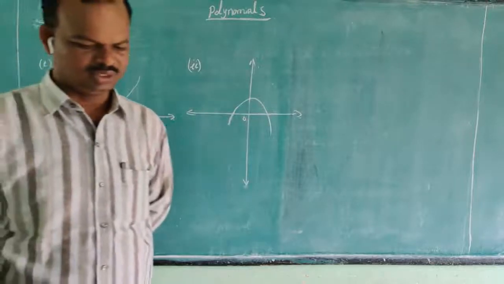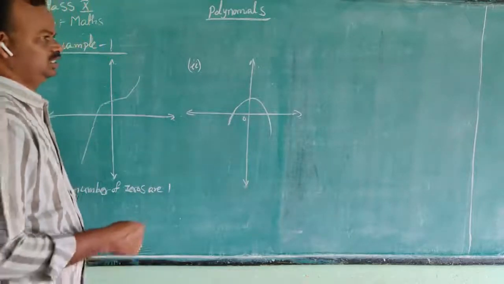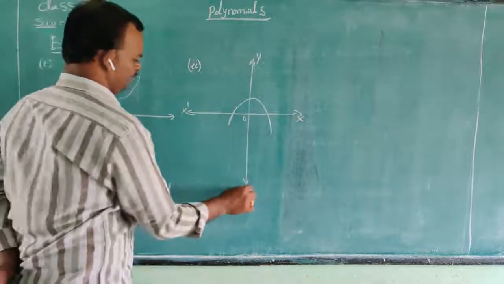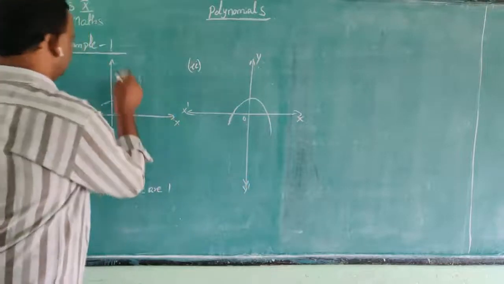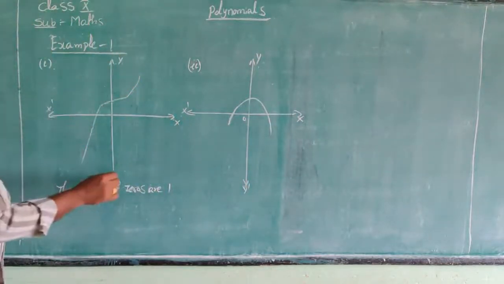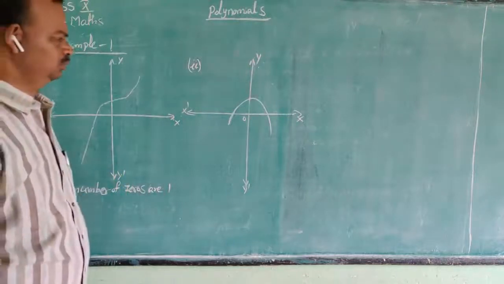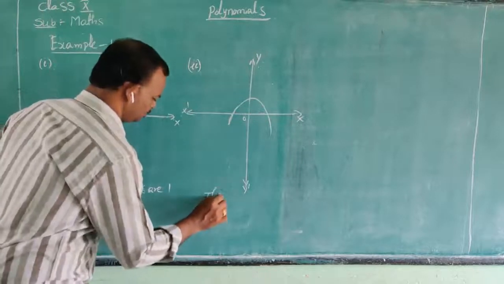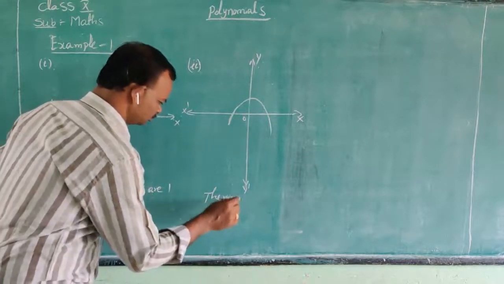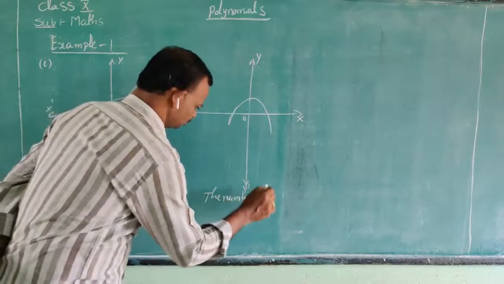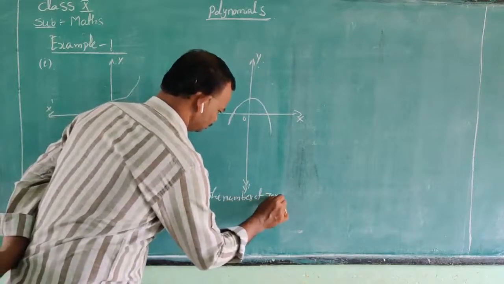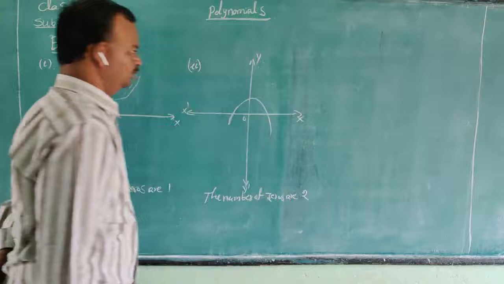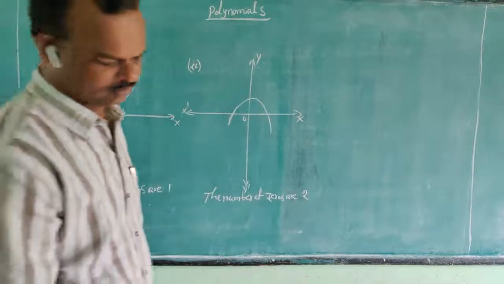That means the graph touches the x-axis at 2 points. Therefore, the number of zeros is 2. And the next, the third one.